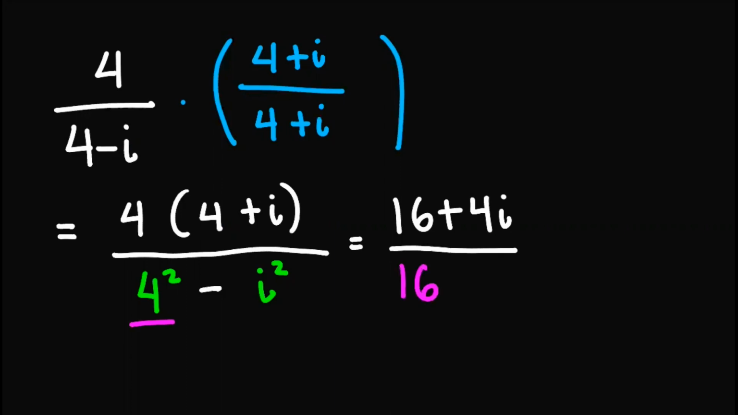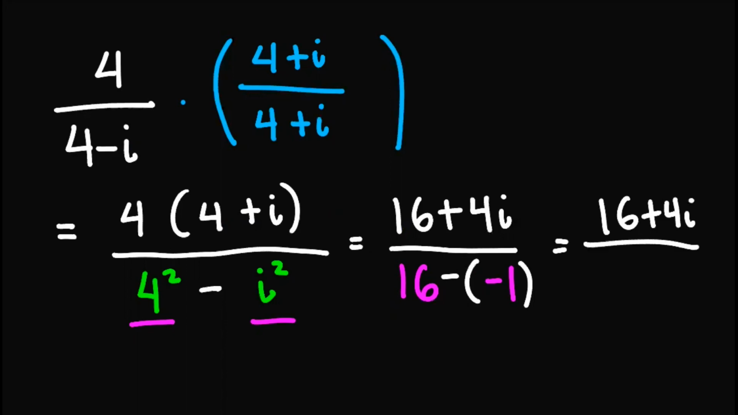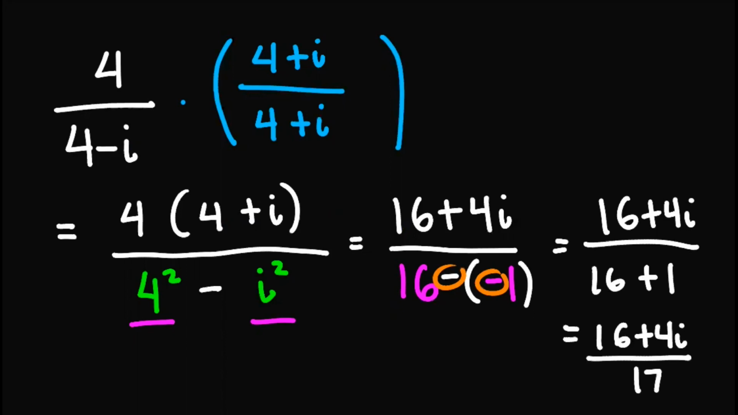16. And i squared is, recall that in our imaginary number video, i squared is equal to -1. Simplifying, this one is 16 plus 4i over 16 minus -1. Basically, what we do here is we multiply this negative sign to obtain 16 plus 1, or simply 16 plus 4i over 17. And this one is the answer.